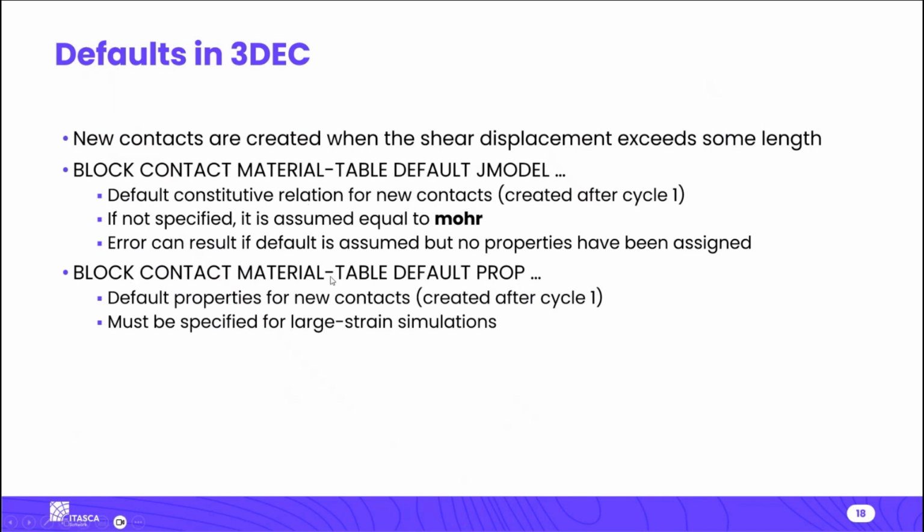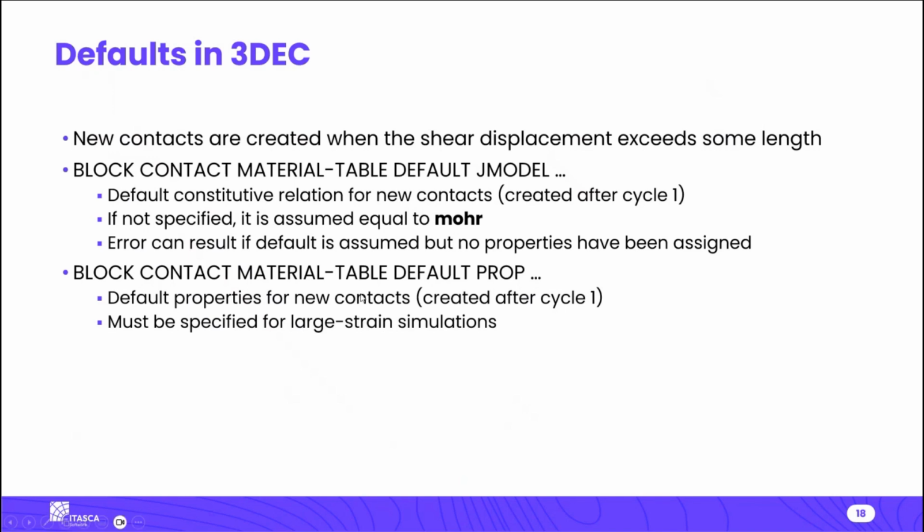However, you do need to specify default properties. So this third bullet point here, block contact material table default property, you need to give at a bare minimum a normal stiffness and a shear stiffness for any new contacts that are created. This is only necessary if you're running in large strain. If you're running in small strain, we don't form new contacts, so we don't need to worry about it. In large strain, we do.